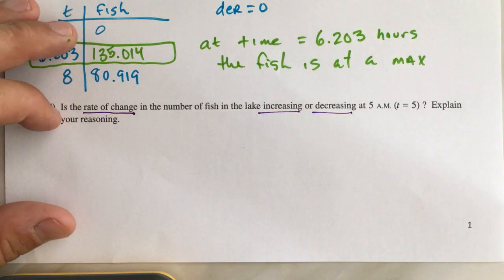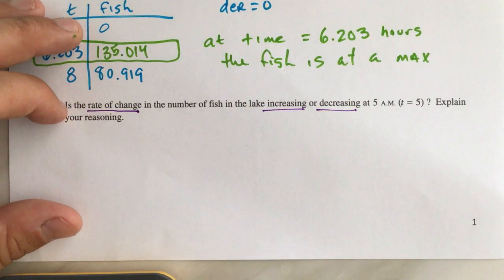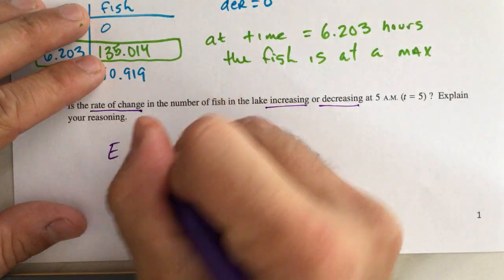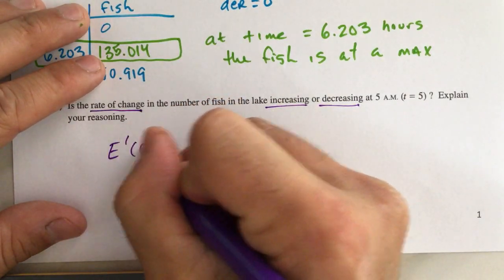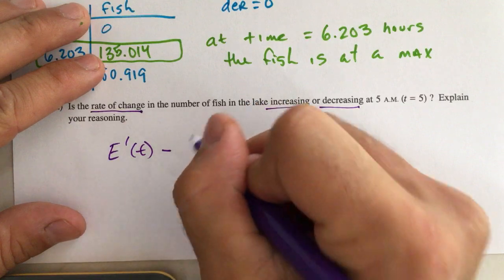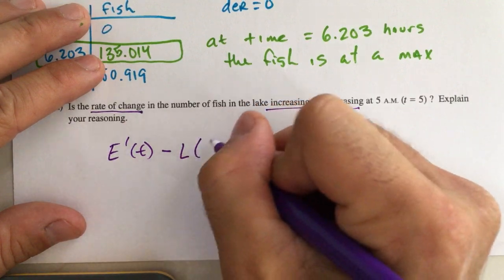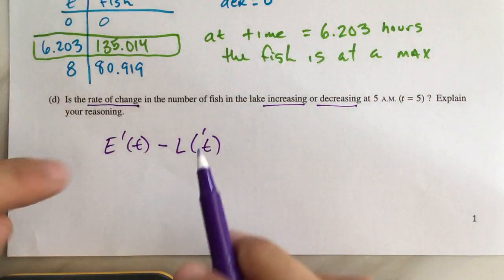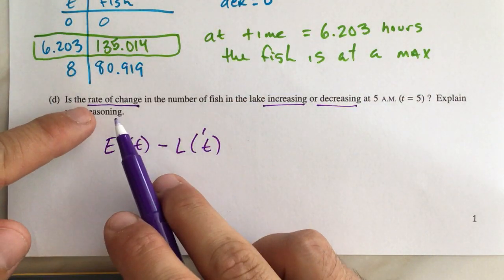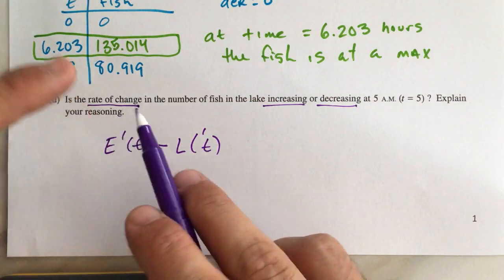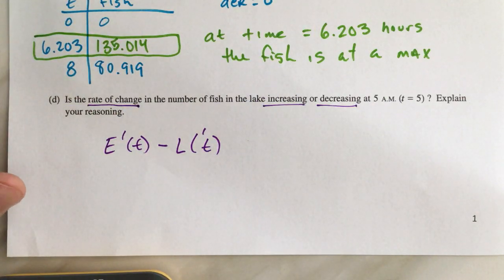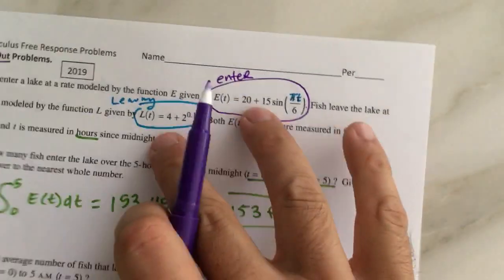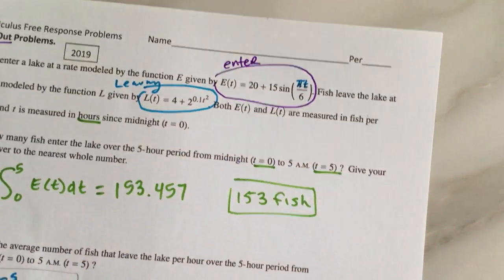So I think instead of just looking at E and L, what I want to do is go E prime of T, and then I want to take away the number of fish leaving, L prime of T. The prime should be right there. But I want to look at the rate of change. The rate of change is rate of change. So basically this is an acceleration problem. Since I already had the first derivative right here, now I want to take the second derivative.